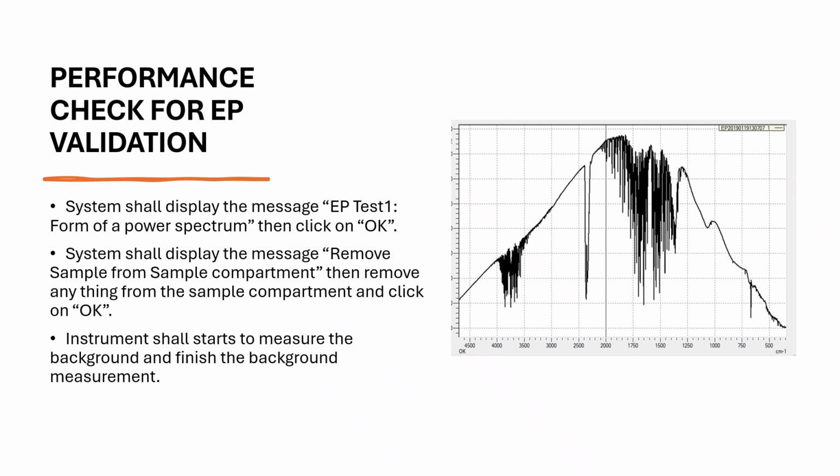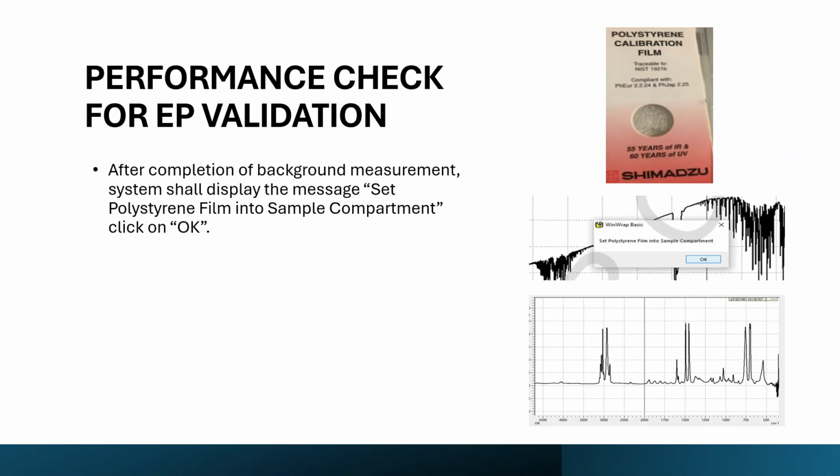It will start measuring the background and finish the background measurement. Here you can see the scanning of the background measurement. Once the background measurement is completed, the system shall display the message, set polystyrene film into the sample compartment, and then click on the OK option.